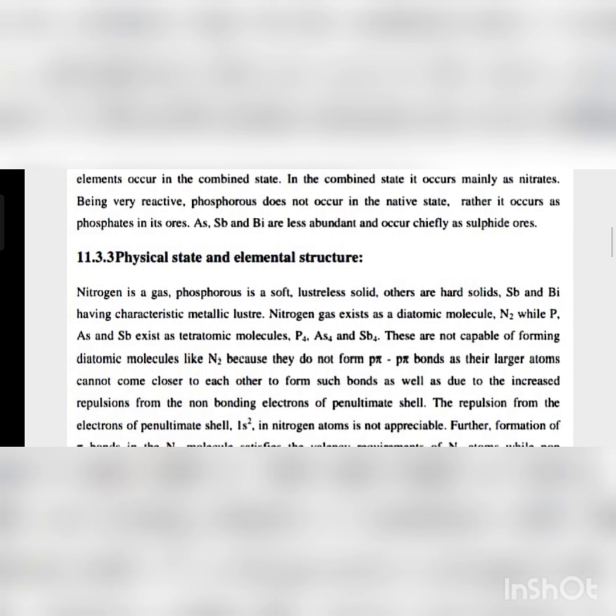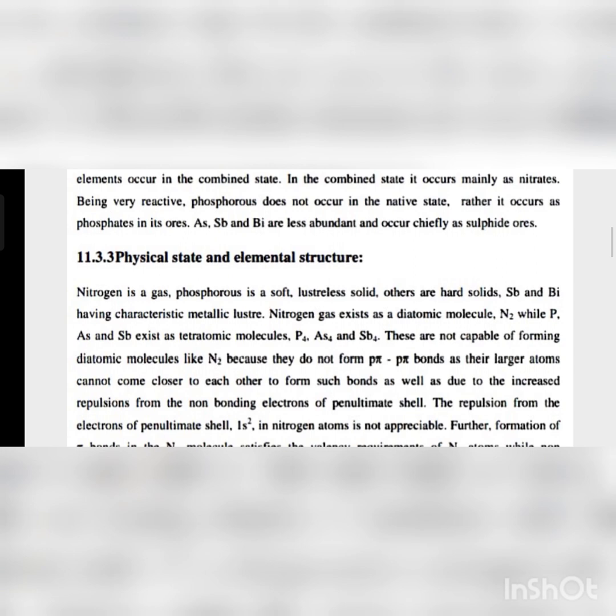Sb4. These are not capable of forming diatomic molecules like N2 because they do not form pi bonds as their larger atoms cannot come closer to each other to form such bonds, as well as due to the increased repulsions from the non-bonding electrons of the penultimate shell.